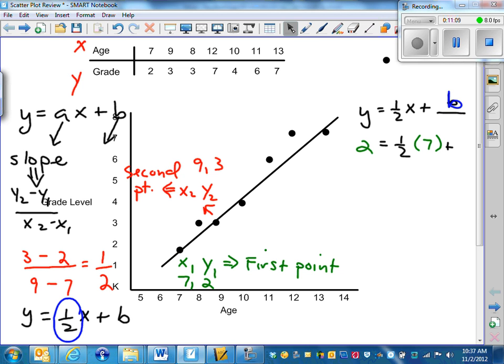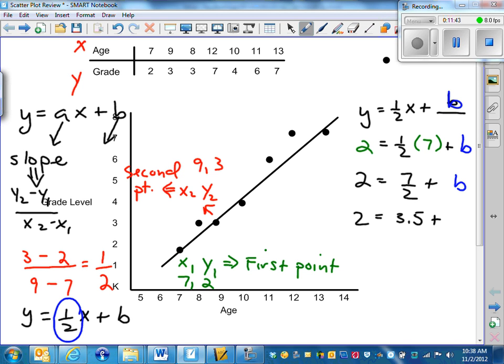And we're still trying to find b, obviously. Okay. So working this down, 2 is equal to half of 7. So I'm just going to write it like this. You guys have calculators. You can calculate that to help me out here. What is half of 7? Okay, that's 3.5. So I'm going to have 2 equals 3.5 plus b.